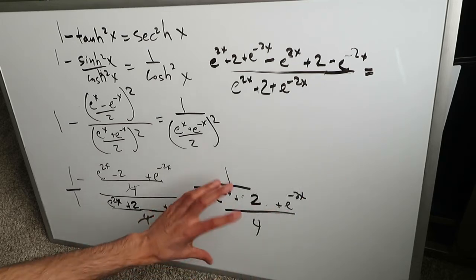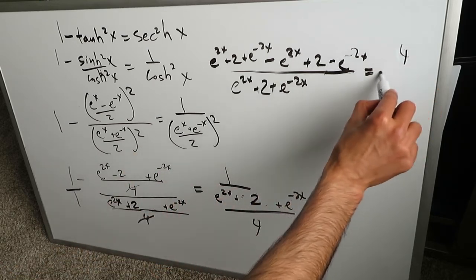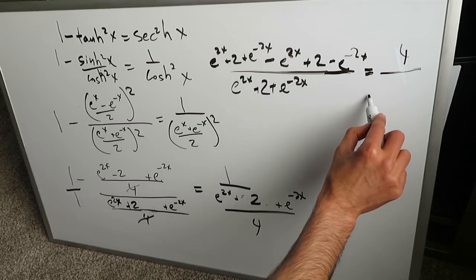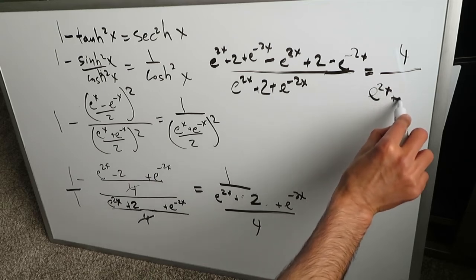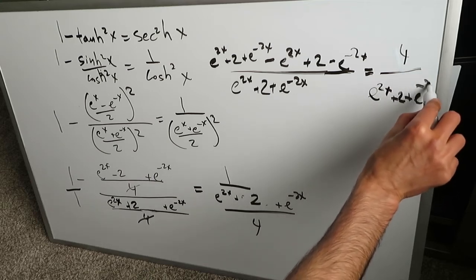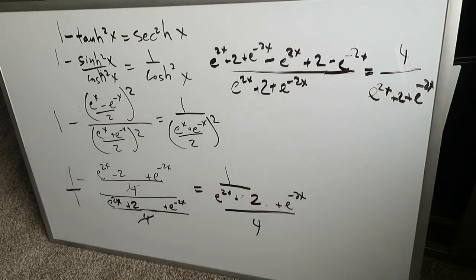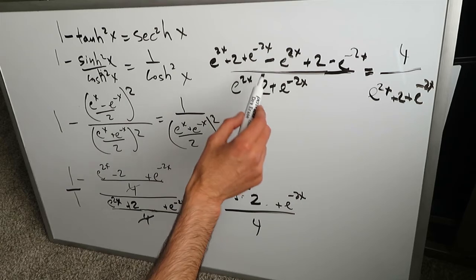Flip it around. It's going to flip. You get 4 over e to the 2x plus 2 plus e to the minus 2x. We're getting a little messy over here, aren't we? But now, easy part. We can cancel things out.